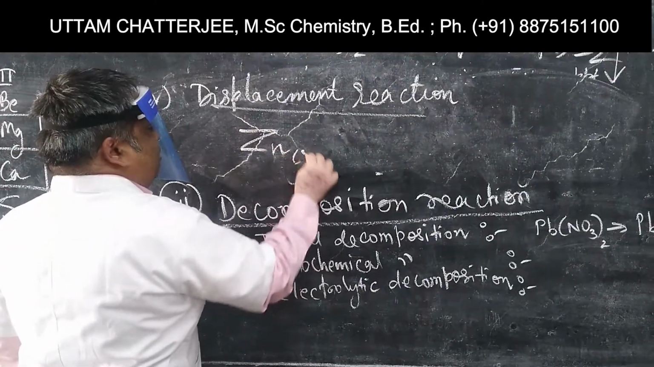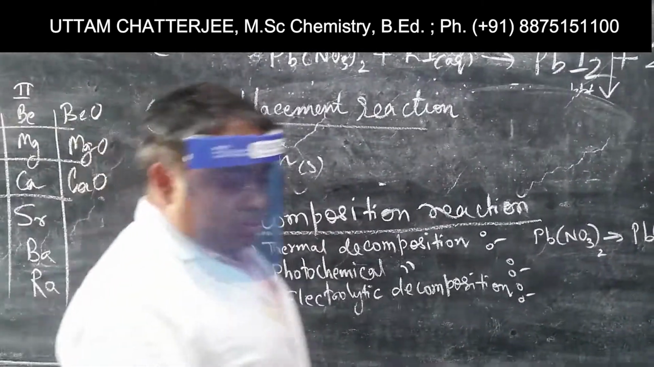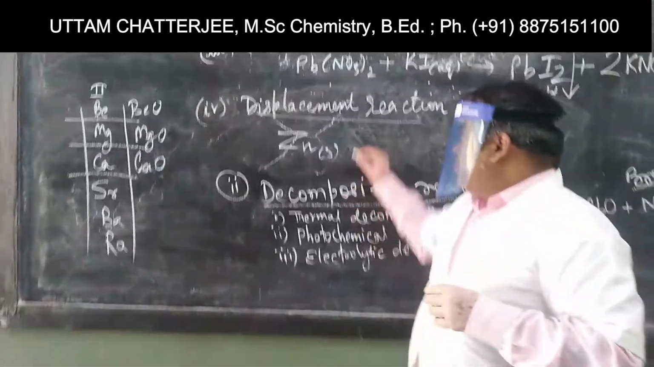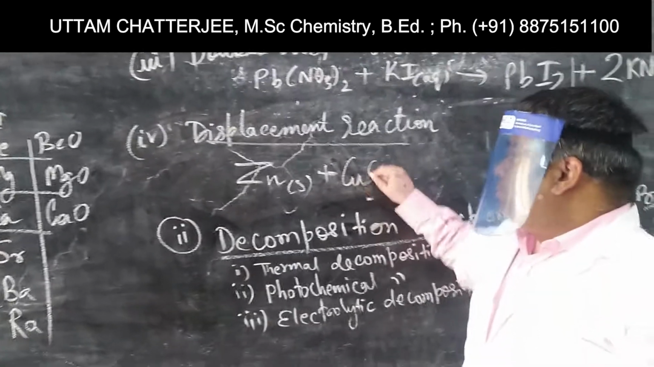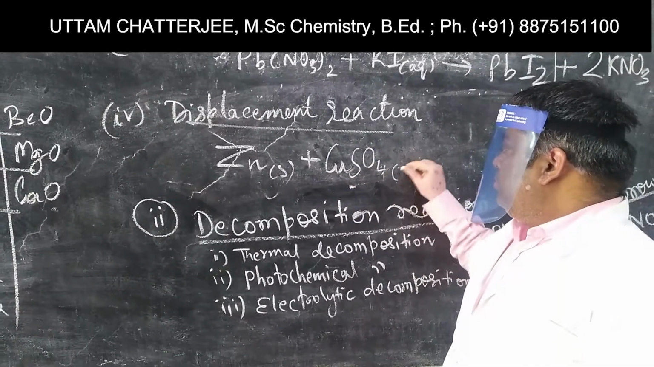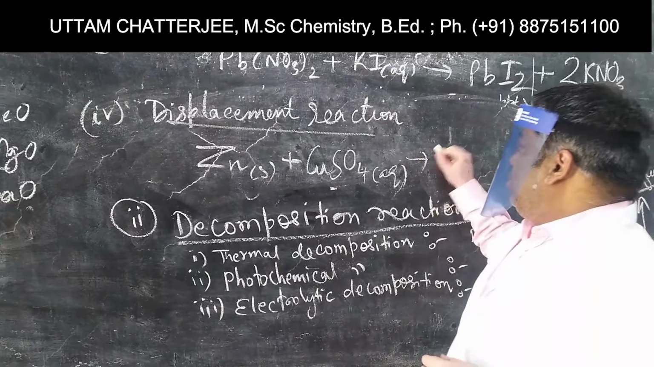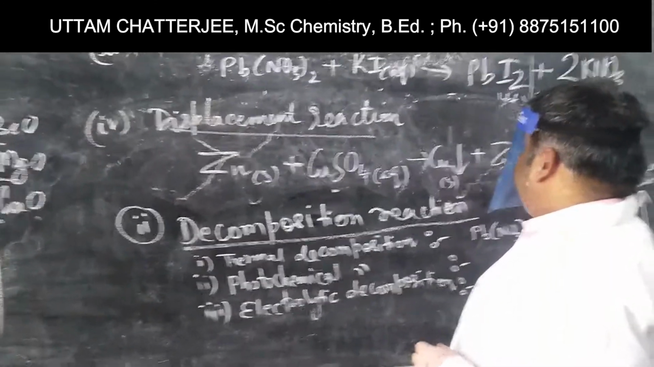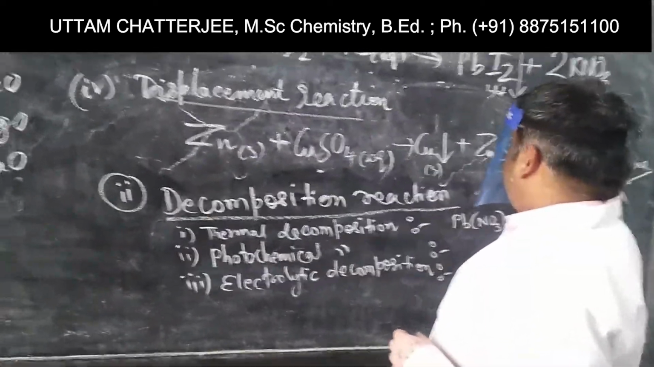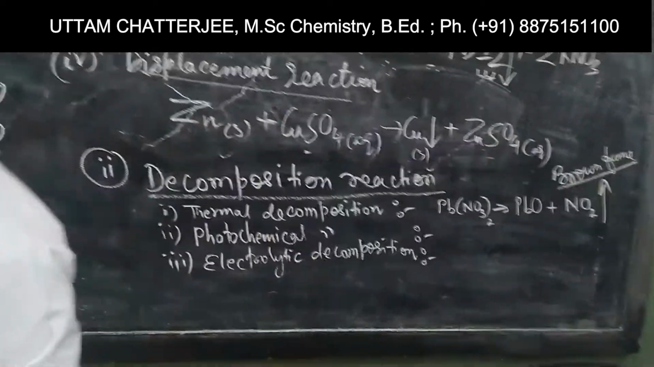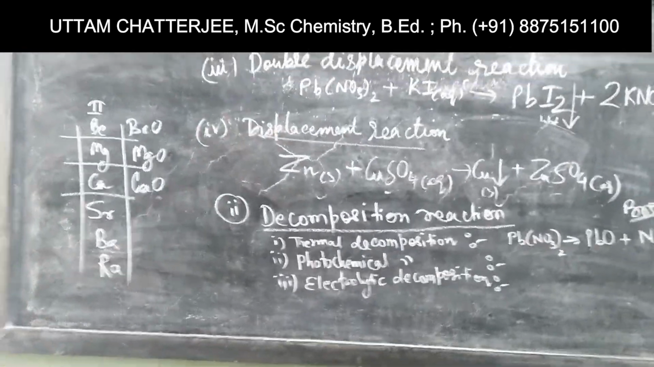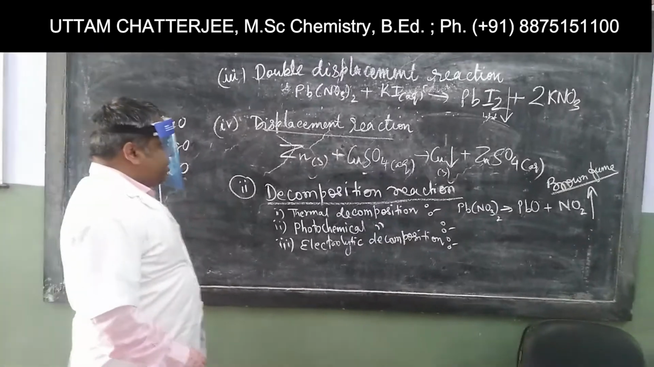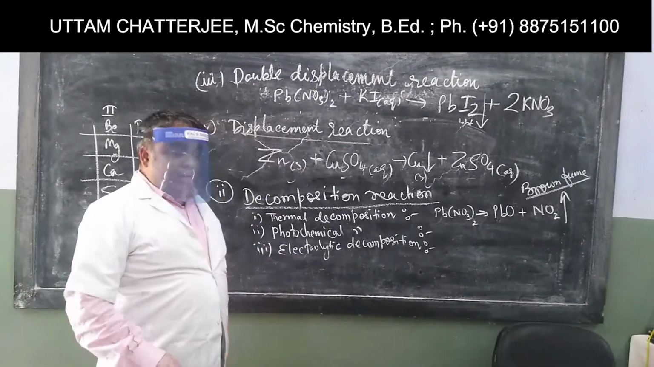Zinc was in solid form and it was put in copper sulfate solution. It formed copper solid which precipitated, and zinc sulfate solution is formed. So that is it. We will be discussing more about these experiments after you assimilate this.